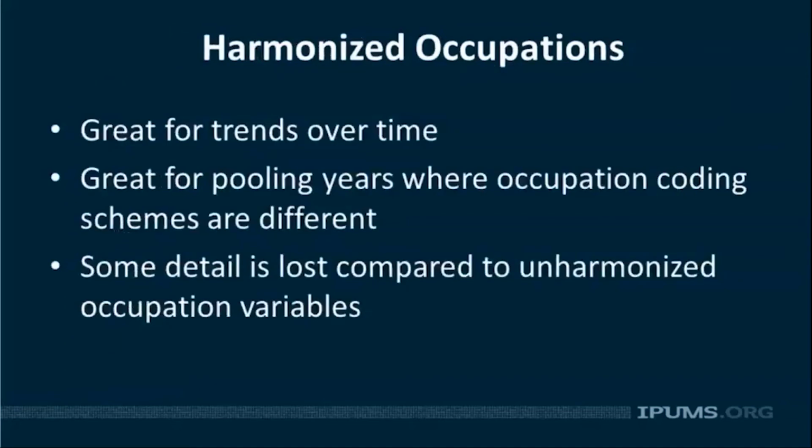Harmonization, or coding data consistently across time and place, is the signature activity of IPUMS. In contrast to point-in-time analyses that are great with unharmonized occupations, researchers who want to pool data over time to increase sample sizes or look at changes over time may find our harmonized occupation variables more useful. There's a trade-off, though. In the harmonization process, occupational detail is sometimes lost. Let's talk a little bit more about how IPUMS harmonizes occupations.